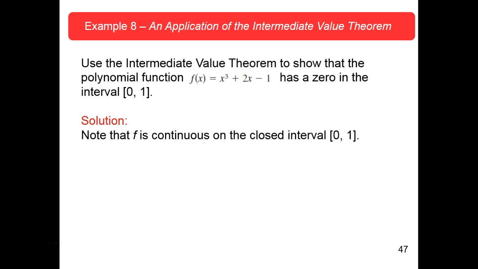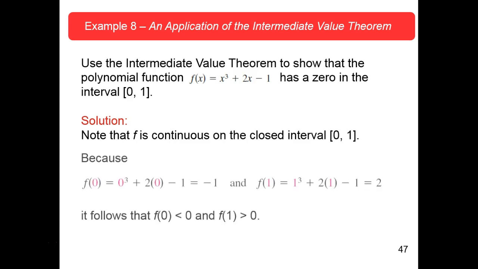Note that f is continuous on the closed interval. Why is f continuous? Why can you say that? It said note it. Why can you note that? What kind of function is it? Polynomials are continuous everywhere, including 0 to 1. Never will a polynomial function have any gaps. They're smooth and continuous, two features of polynomial functions. Continuous everywhere, so specifically they're continuous there.